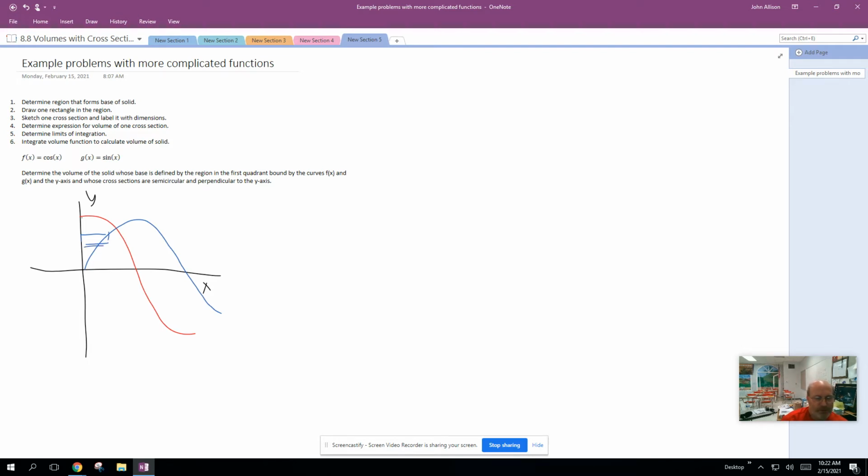But now, since we're doing this with the y-axis, we're going to take our functions and solve for x. So when I solve y equals cosine x for x, I take the cosine inverse of both sides and get x equals cosine inverse y, or arc cosine. Remember, we can write it like that. And when I take y equals sine x, I take the sine inverse of both sides, and I get x equals sine inverse y.